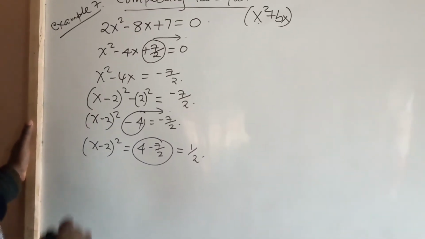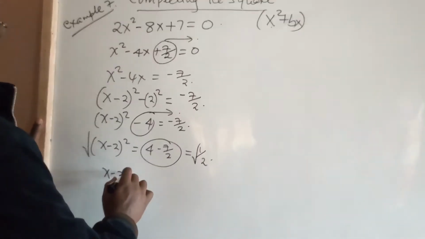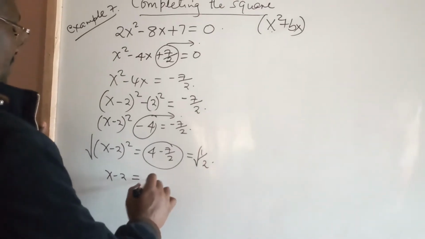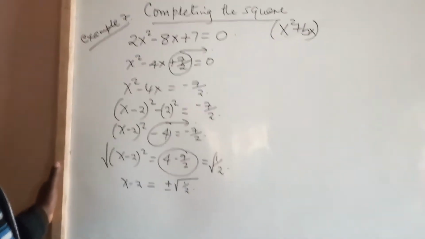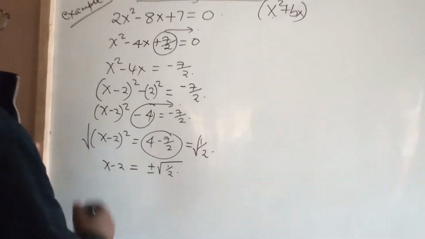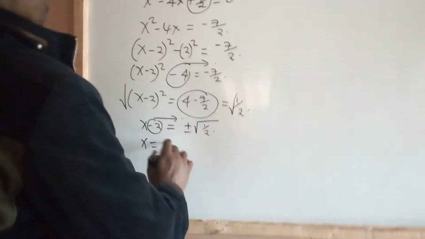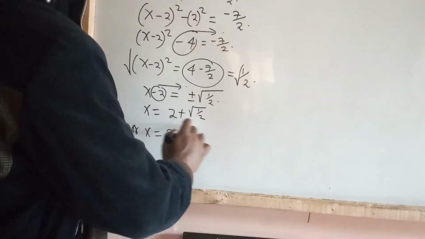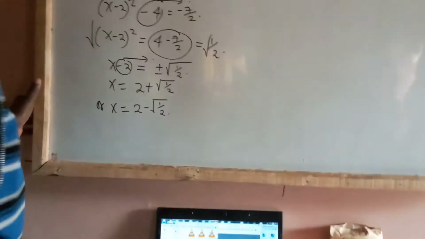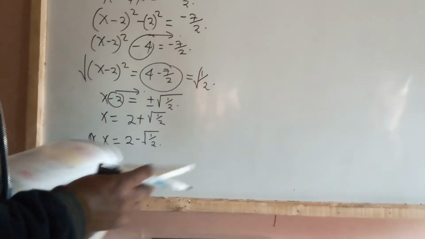And therefore, we need to get the square root on both sides. We have x minus 2 is equal to plus or minus the square root of a half. Since a half does not have a perfect square root, it remains that way, and therefore x is going to be, when you let minus 2 cross over, 2 plus the root of a half, or x is equal to 2 minus the root of a half. Those are the two possible values for that question.